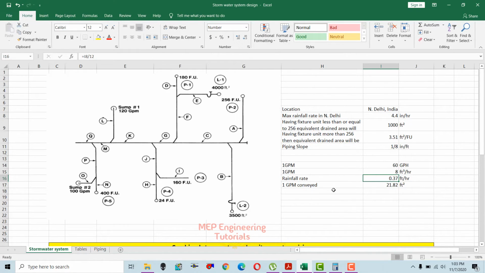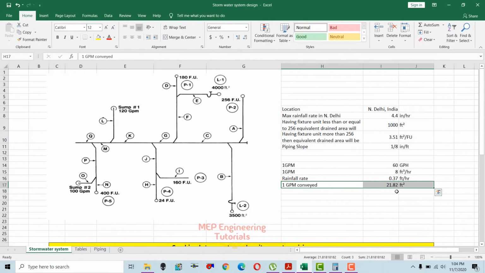Now we want to get how much GPM will be conveyed from the surface, because here you can see that we have a GPM also. How much GPM will be conveyed from the surface should be converted to equivalent drained area. That's why we are converting this. So how do you get this 21.82 square feet? You just need to divide this 8 cubic feet per hour by 0.37, the rainfall rate in New Delhi, India. So you will get 21.82 square feet.